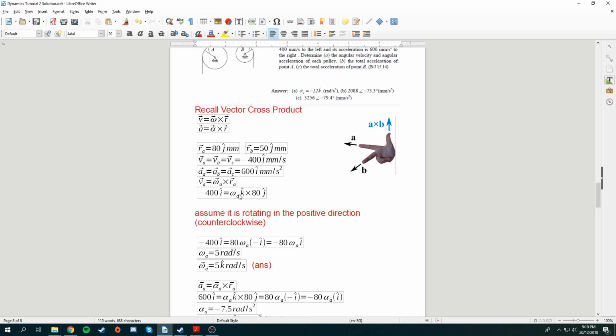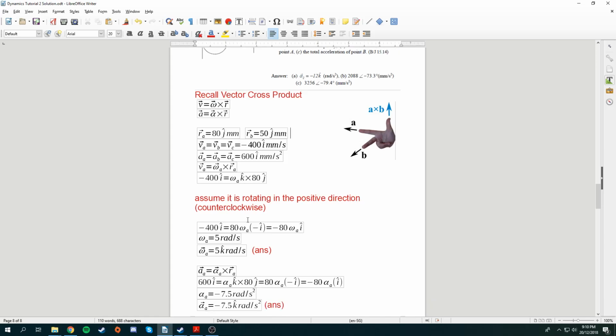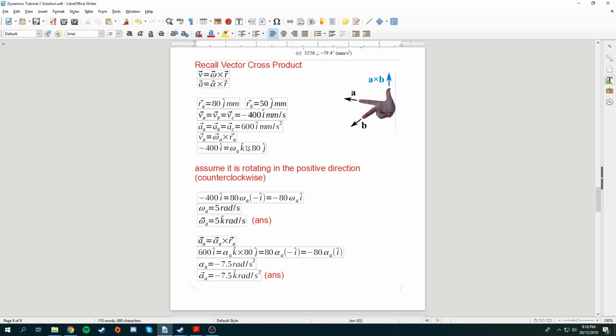So in this case, I'm assuming that the angular velocity is running in the positive direction, which is counterclockwise. Within this channel, we will be talking about cross product a lot, so just take note that the angular velocity and angular acceleration are positive in a counterclockwise direction. Now I assume that this is rotating in the positive direction, which is counterclockwise. Then I can solve for this omega A.